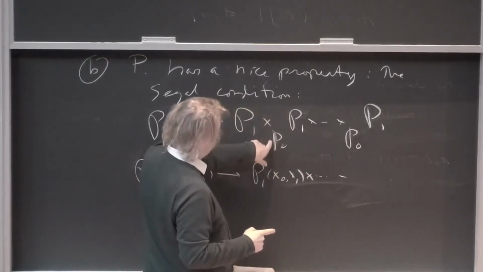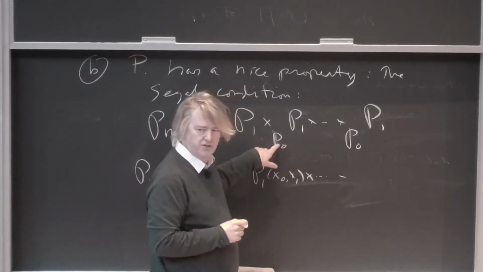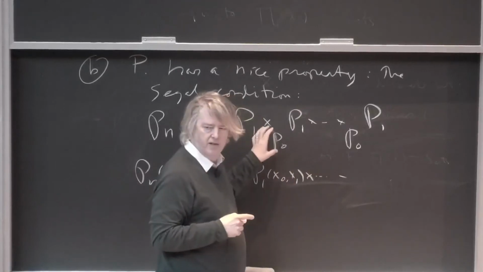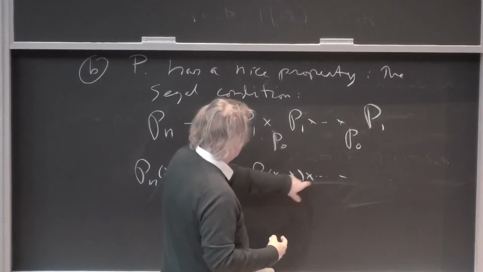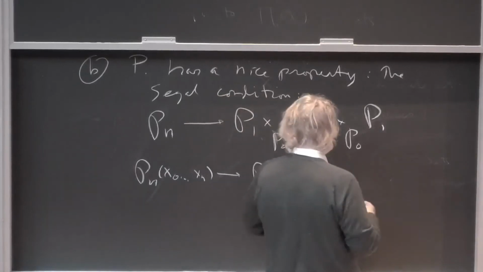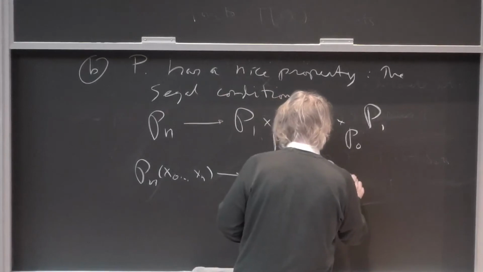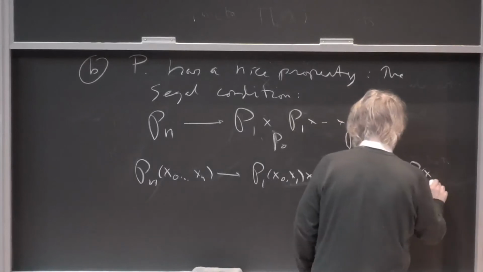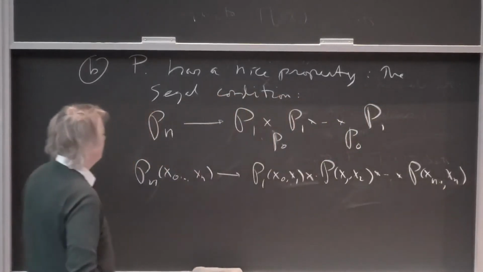This fiber product over P0 is an easy fiber product to do because this is not a space, it's just a discrete set. It just means that these things are disjoint unions of things, and we just take the product. So it says that the second one here has to be the first one here. So P of x0 x1 cross P of x1 x2 and so on. Okay. So that's the Segal condition.